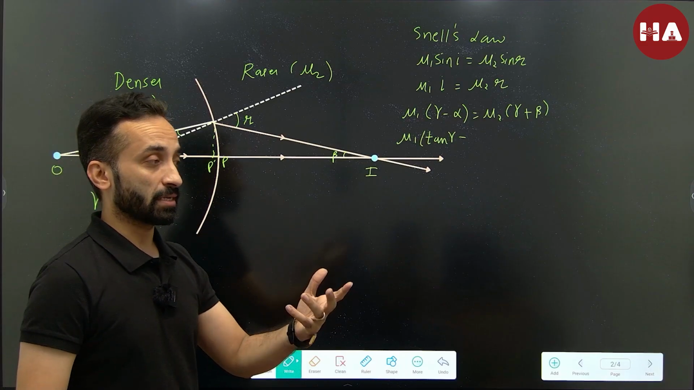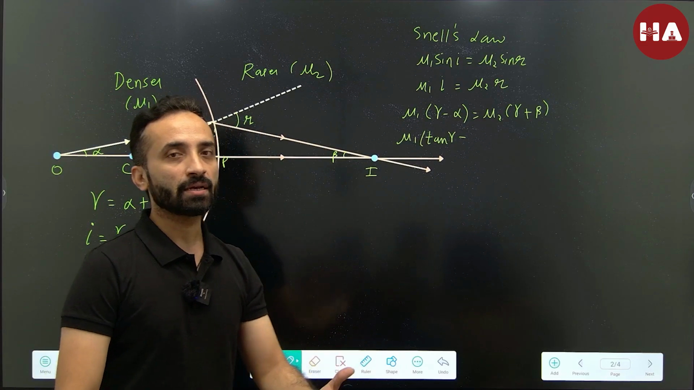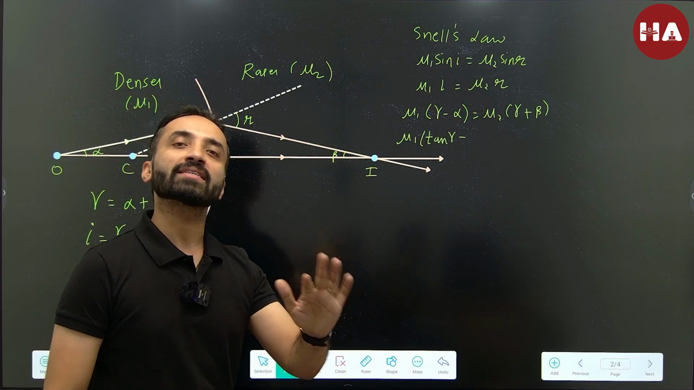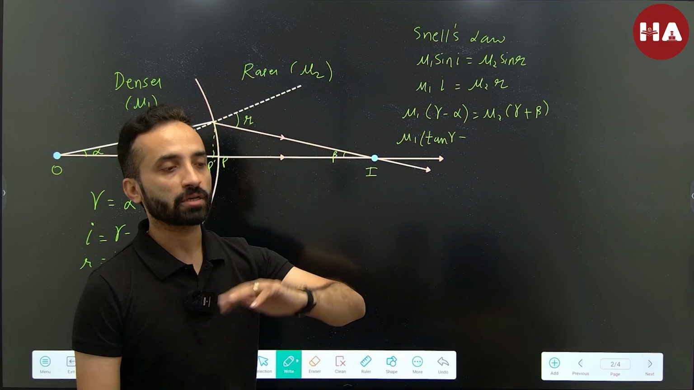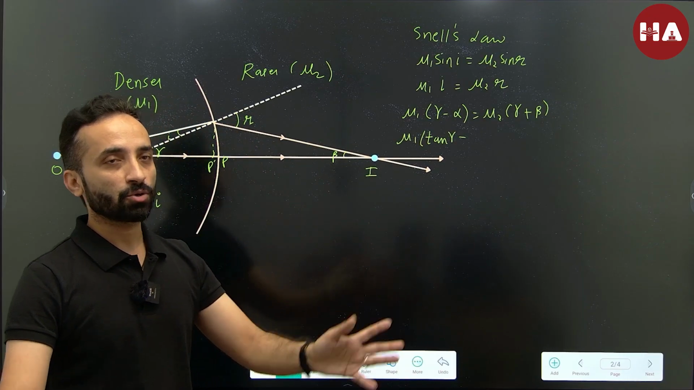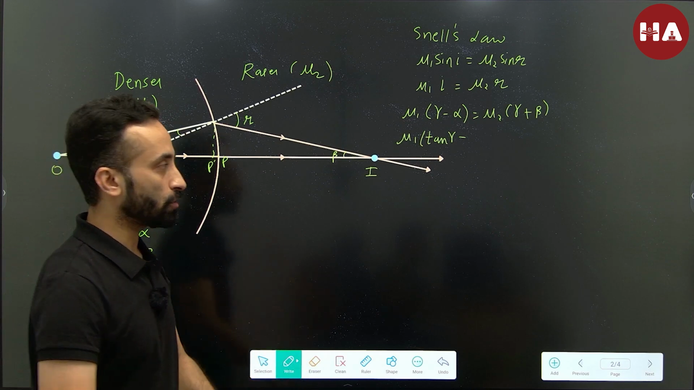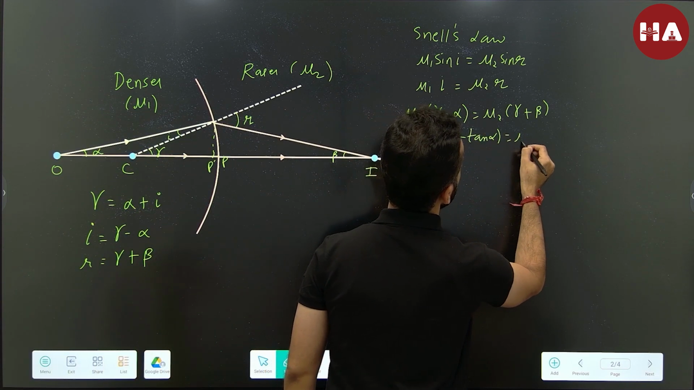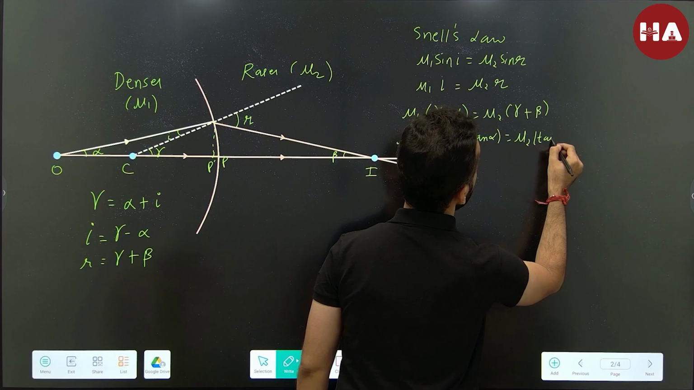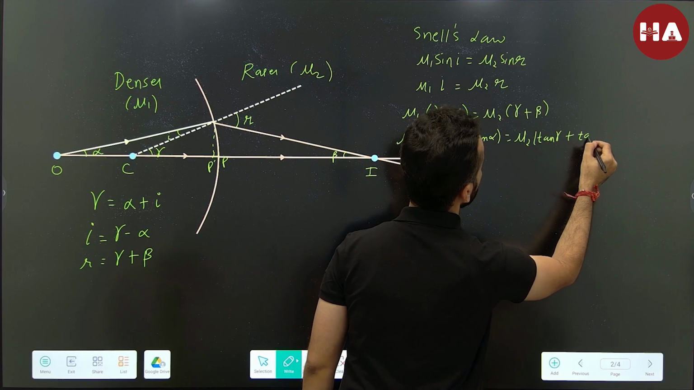In the board exam, you might get a particular case when light is going from rarer to denser or denser to rarer, concave, convex, any particular case. So you should be able to handle all of it. Okay, so now this is tan alpha, this is again tan gamma plus tan beta.